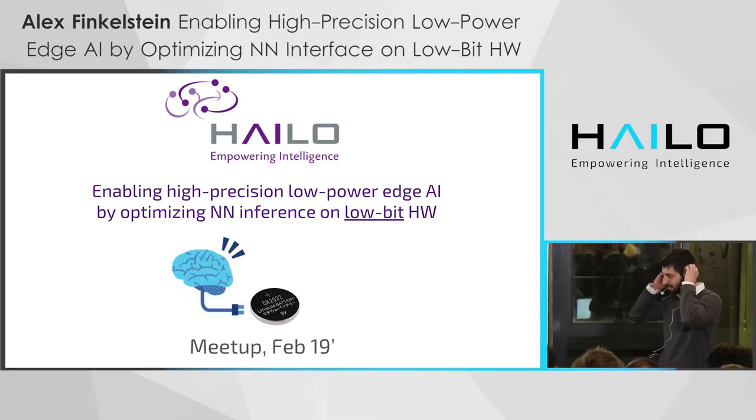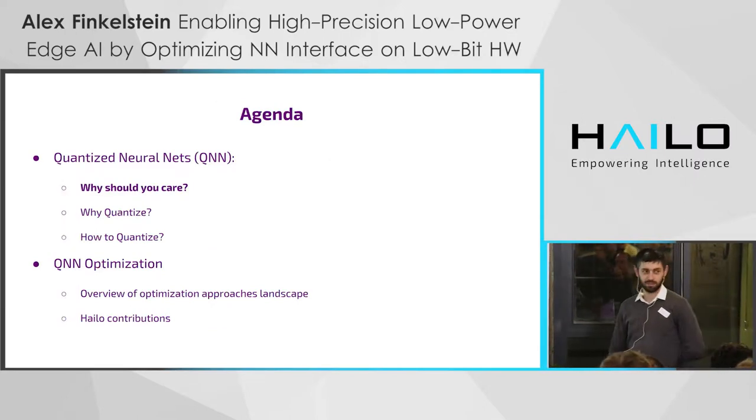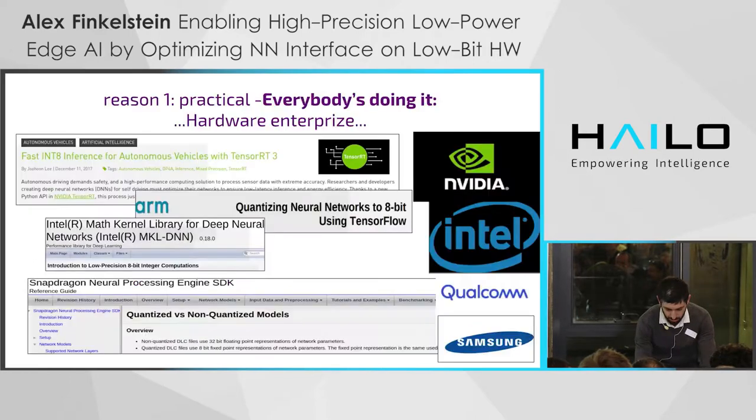So we'll talk a lot about numbers, but I'll try to do my best to make it enjoyable. Mark started to talk about it, but I'll add a few words about why you should care about this whole thing of quantized neural nets. Why quantize? How to quantize? What's quantization at all? And then we'll talk about optimization in general and what we have done about it. And then we'll talk, of course, about some of the novelties that we brought here.